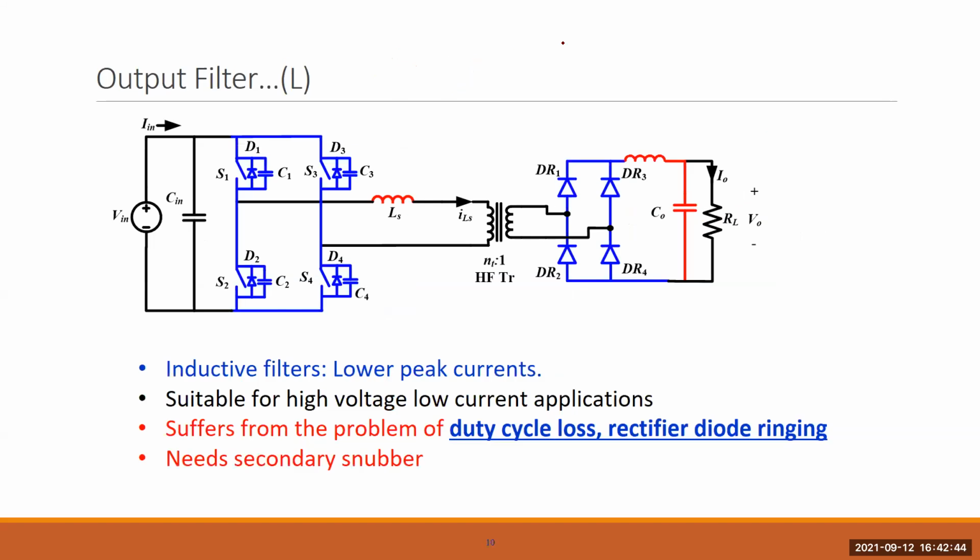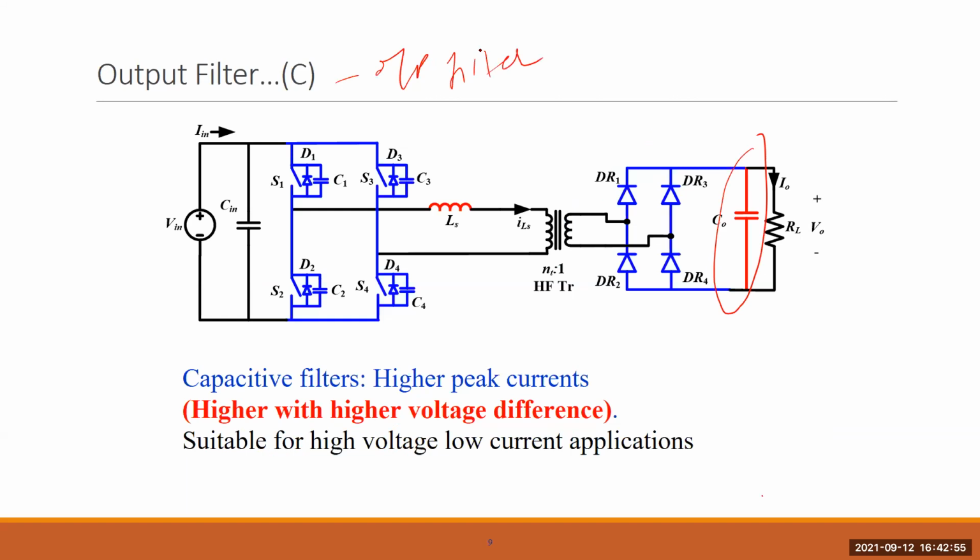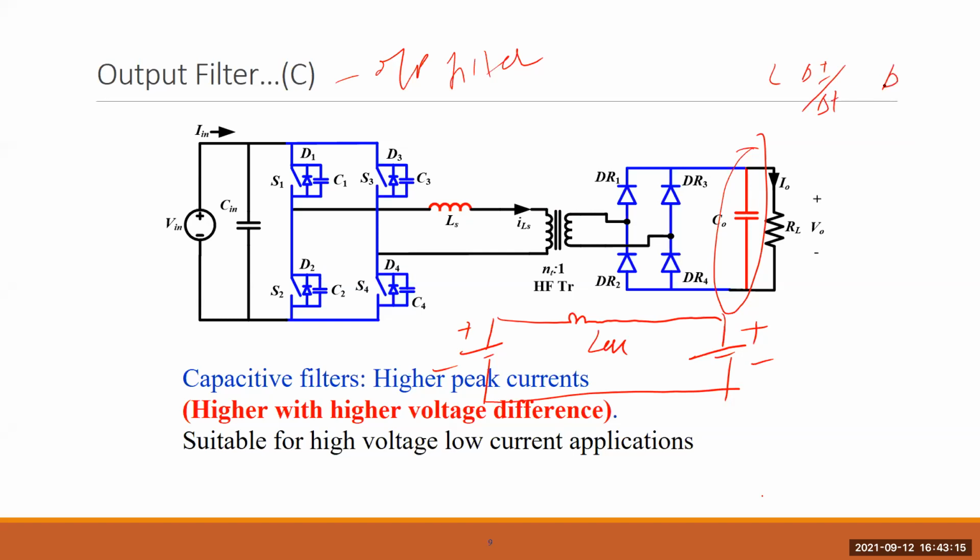Okay, and now you can see this is inductive output filter. So the performance is different. If it is a capacitive output filter, you can see output voltage is fixed, right? And here it is your input DC voltage. And here is your transformer inductance. So following this formula, L di by dt equals delta V.